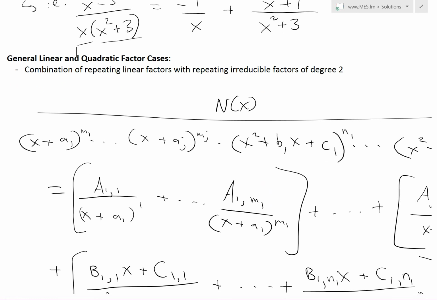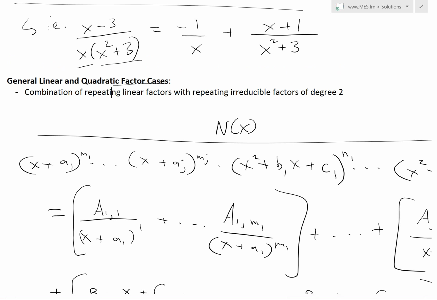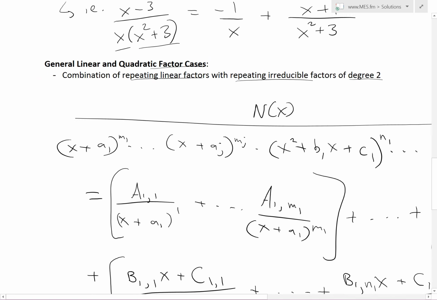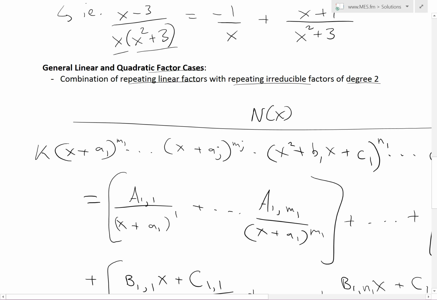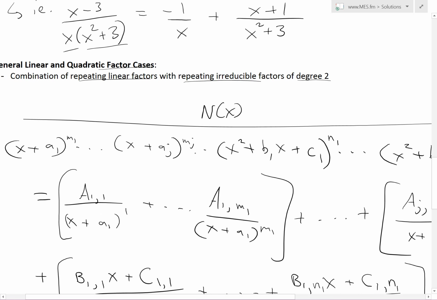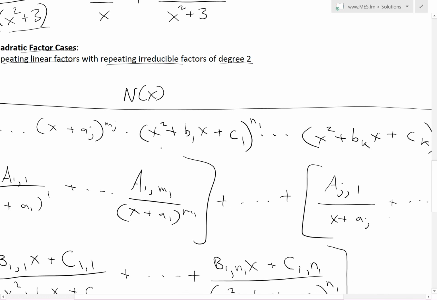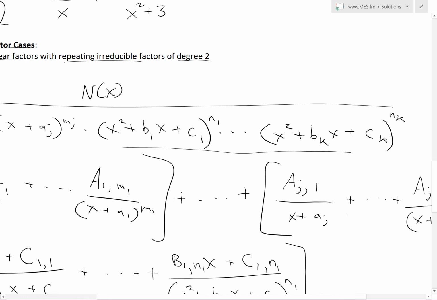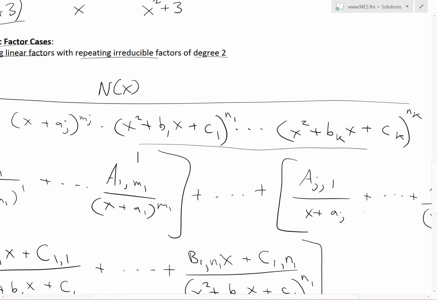Now when we go over the general linear and quadratic factors, I'm also not going to prove this. This is just even more tedious. It's a combination of repeating linear factors with repeating irreducible factors of degree 2. So here's the same thing. Also, I'll put the k here, just a random coefficient or constant. So now we have x plus a1 to the power of m1 times, and then we keep going on and on until we get x plus aj to the power of mj, and then we multiply by the nonlinear part right here, and then we have to include n1 all the way to nk, so different powers for these ones.